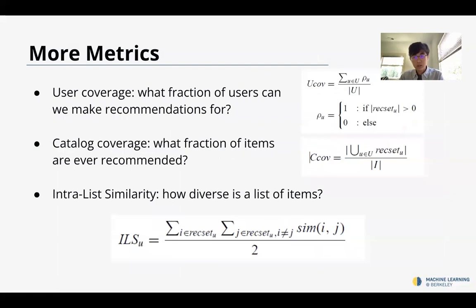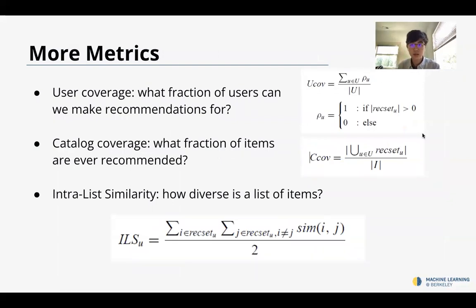There are some other metrics covered in the textbook that are specific to recommendation systems. So there's user coverage, what fraction of users you're making recommendations for, catalog coverage, what fraction of items you're able to recommend, and then intralist similarity.